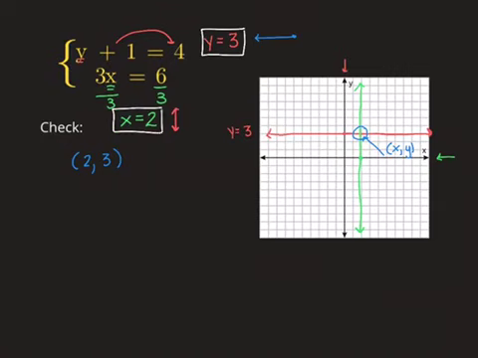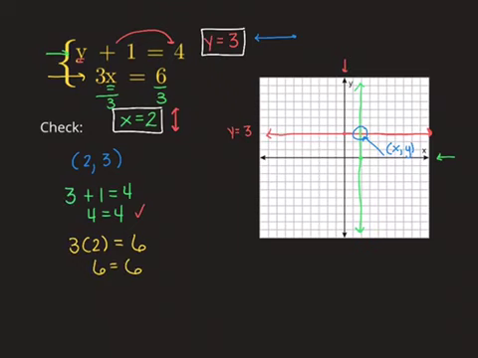So we can check this in both equations. I'll start by checking here. So because I only have a y, I'm only going to plug in y. So does 3 plus 1 equal 4? And it does, so it works in that equation. And then I'll plug it in the second equation, which you'll remember only has an x, so I'm only going to plug in the 2. Is 3 times 2 equal to 6? And it is, so it works in both equations, which means this is the correct answer.